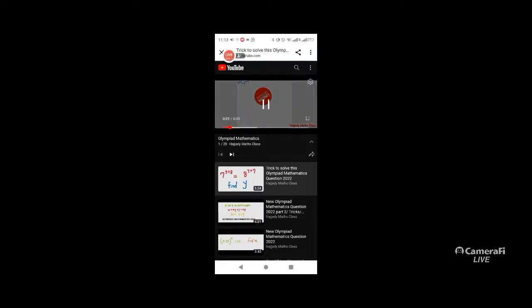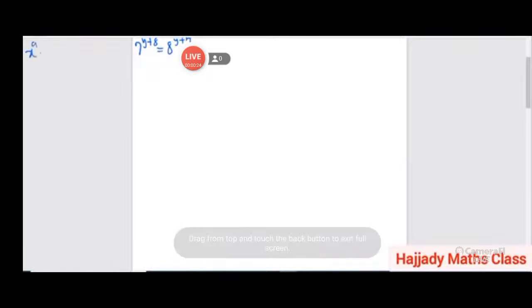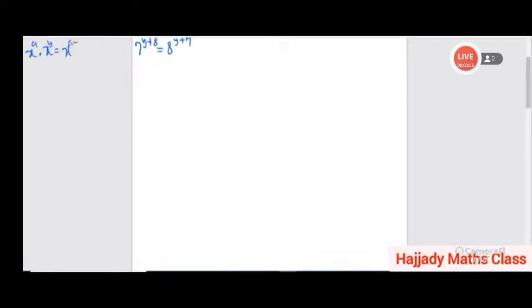Today we are going to proceed with this, and for us to proceed, we are going to make use of the rules of indices. Don't forget that s raised to power a times s raised to power b is the same thing as s raised to power a plus b. So these rules will be applied here. I'm going to have 7 raised to power y times 7 raised to power 8 equals 8 raised to power y times 8 raised to power 7.